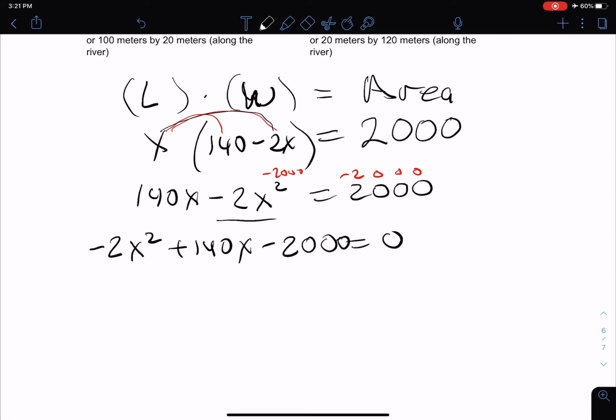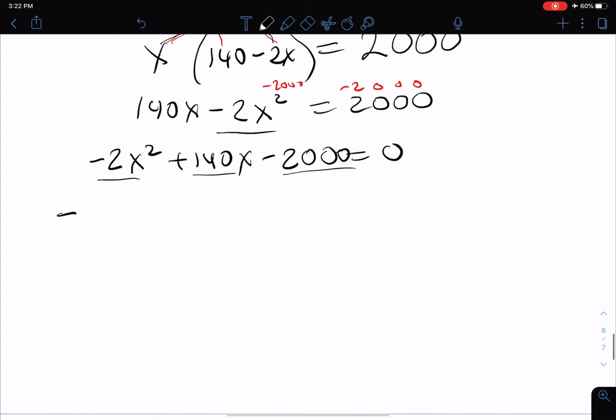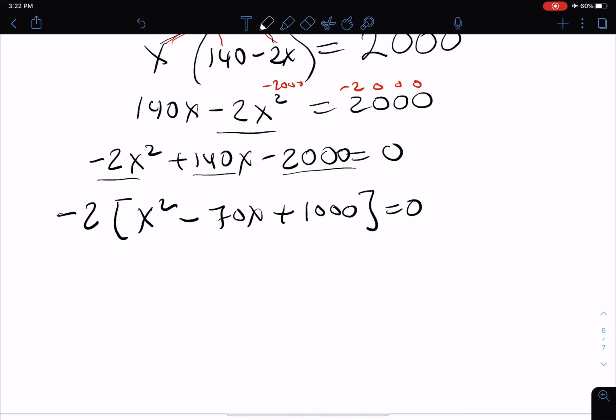Okay, now what? Well, look at the leading coefficient, it's negative 2. But if I could factor that out, meaning is there a factor of negative 2? And there is. So I would recommend definitely factoring that out because it will be easier to work this problem. Factor out a negative 2, it's like dividing each term by negative 2. So now negative 70x plus 1,000. So we just made the numbers half the size as they were before, which just makes them easier to work with. So we should have negative 2 times the quantity x squared minus 70x plus 1,000 equals 0.